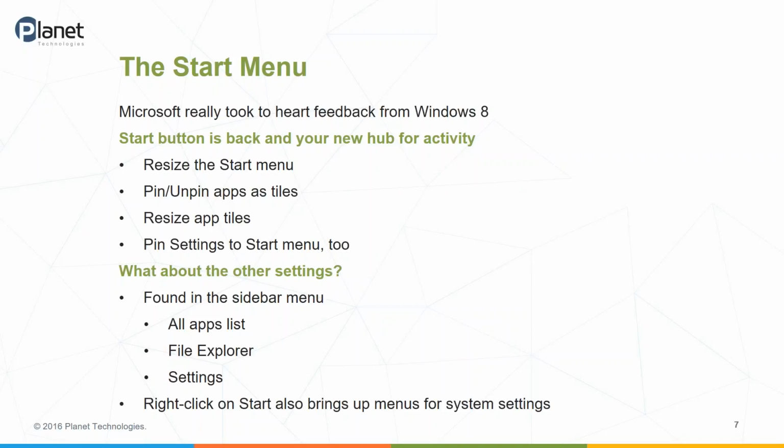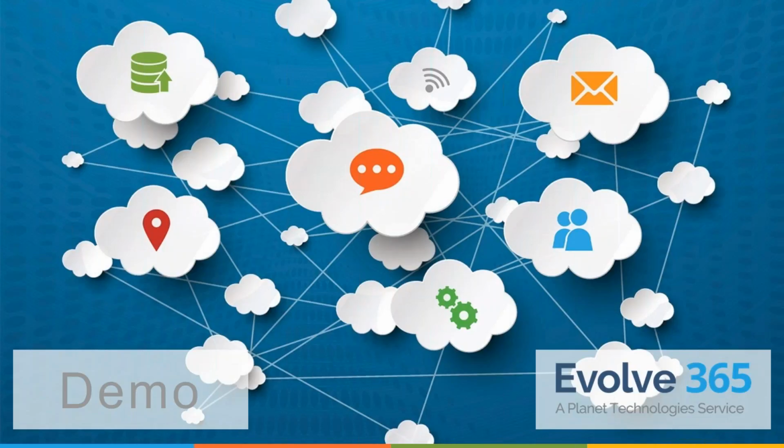Then you can pin other settings menus to the Start menu as well, like airplane mode. If you have particular network settings, all of those can be pinned as well. And then again, you always have that sidebar menu with all the apps listed, the File Explorer and settings. And then you can always right-click on the Start menu to bring up all of those system settings.